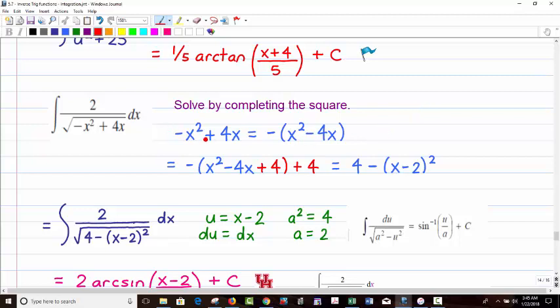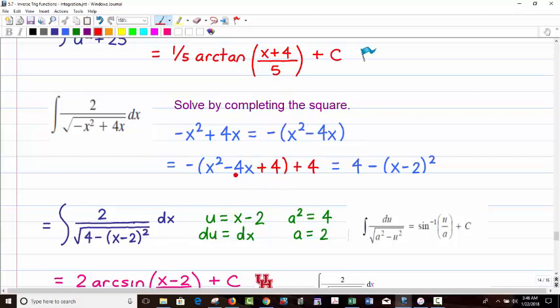So I'm working with negative x squared plus 4x. The first thing I want to do is factor a negative out of every term, because when I'm completing the square, I only want to be working with just one x squared. Not negative, not 3, not anything but 1. So be careful not to make that mistake. I see people not pull the negative out of everywhere, so you've got to pull the negative from here and here. So I'm going to complete the square inside the parentheses.